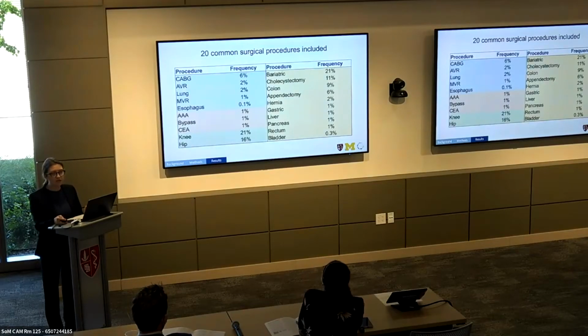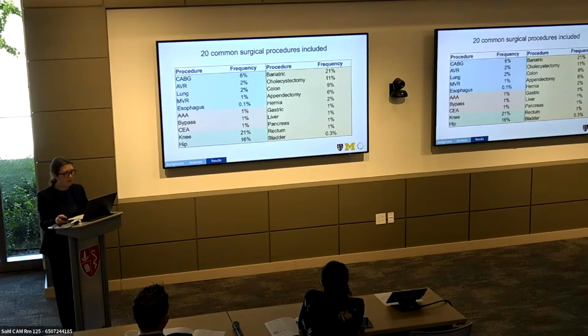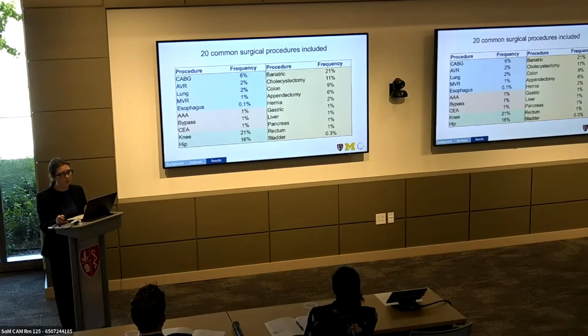This is a breakdown of the surgeries that we included in our cohort. The blue represents the cardiothoracic, orange is vascular, green is orthopedic, and yellow is general GI surgery. The most common were bariatric and knee at 21%, followed by hip at 16% and cholecystectomy at 11%. Overall, this represents a really broad and heterogeneous group of procedures that have previously been used as a representative sample of patients who need surgical care.